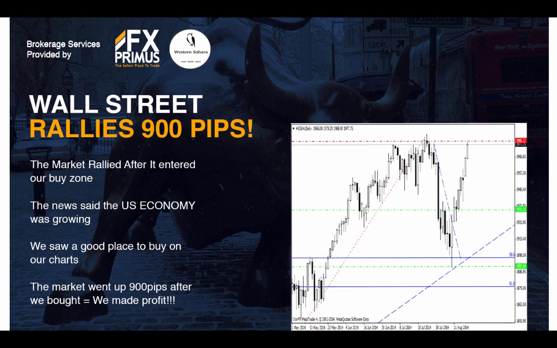However, I'm 95% technical, and as you can see, I made 900 pips on this move alone just by using price action, trend lines, support, and Fibonacci. These 4 components are what put together this trade for me, and I was able to bank 900 pips.